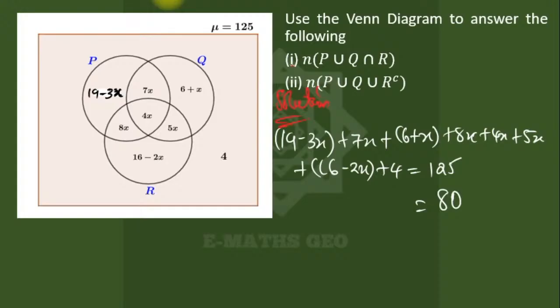Let's add up the variables, the ones with the x. Minus 3x plus 7x is 4x, plus x, 5x. 5x plus 5x, 10x. 10x plus 12x, 22x. 22x minus 2x, 20x. So we see that x is now 4. So we've gotten the value of x. So let's now look at the equation. They say we should find P union Q intersection R.